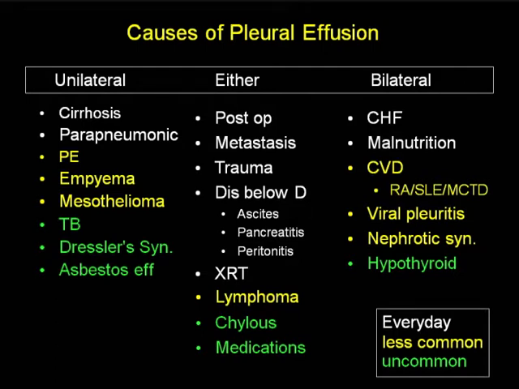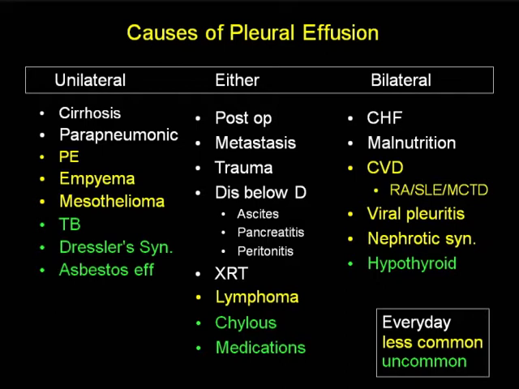So there are certain things that occur every day. Cirrhosis and parapneumonic effusions are typically unilateral. CHF and malnutrition-related effusions are commonly bilateral. And then postoperative effusions, metastasis, trauma, things like ascites, pancreatitis, peritonitis and other diseases below the diaphragm are often bilateral or unilateral, and then radiation therapy.